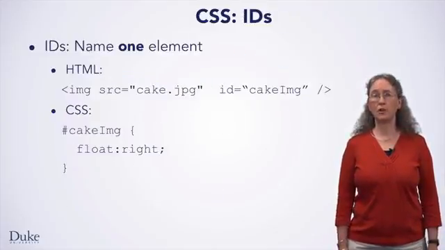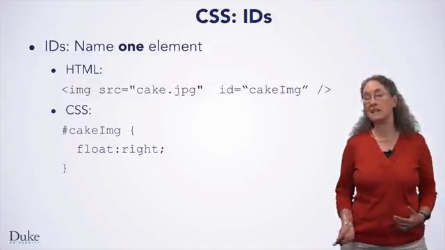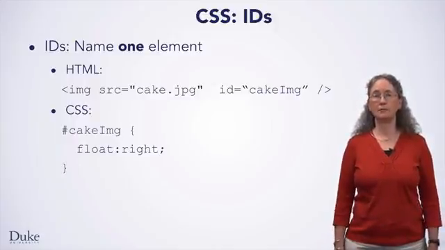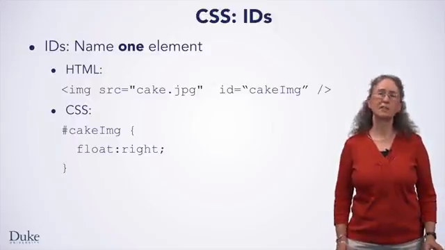Another way to style only some of a particular element type is to use an ID. An ID names one particular element. Notice the difference between a class, which can be applied to many elements, and an ID, which can only be applied to one element. In this example, the web page has a picture of a cake, which we want to style in a particular way.